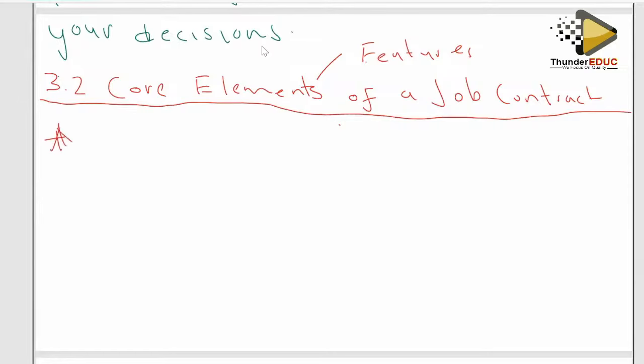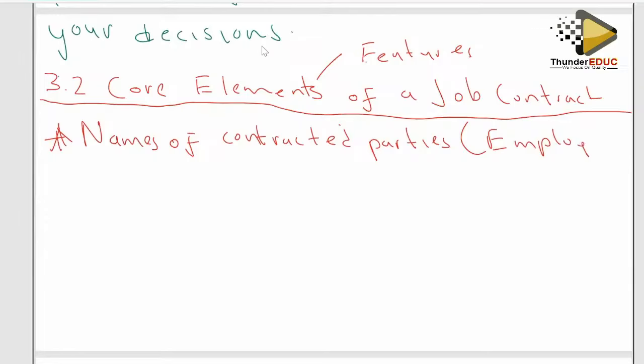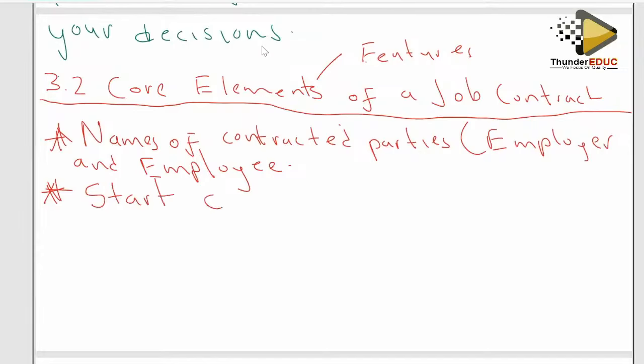So the first one, it should have names of contracted parties. In this case, a job contract should include the employer and employee, the names of the employer and the names of the employee. In addition to that, there is need for a start date. When does the contract commence? When does it start? Then in addition to that, there is also the place of work.